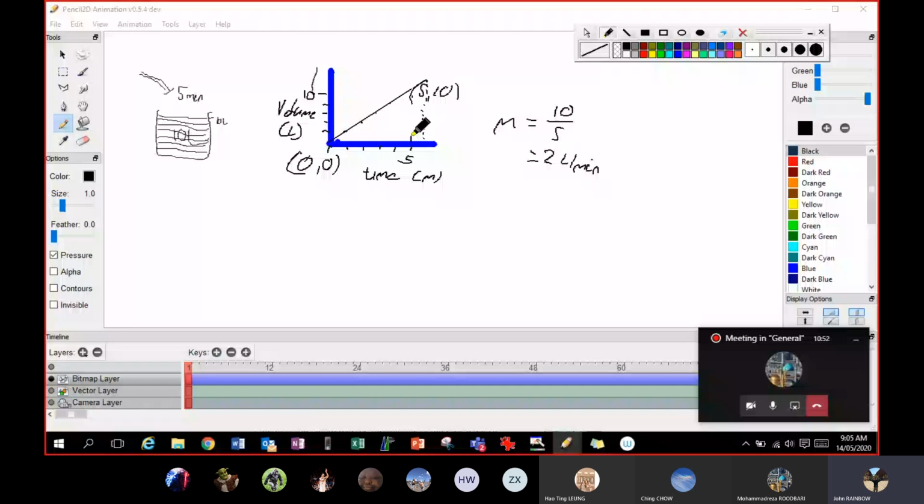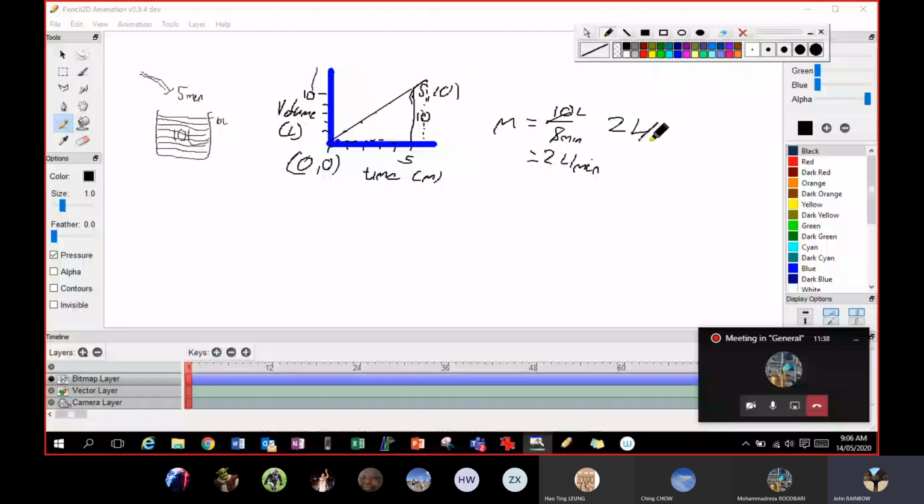So what you will notice is that if you simplify this equation here, when you look at it, you have 10 over 5 is 2. 2 what? Well, it's 2 liters per minute, right? Because obviously this will cancel out with this, and this will cancel out that. That will leave us with 2. Well, it's 2 liters, and it's still per minute.